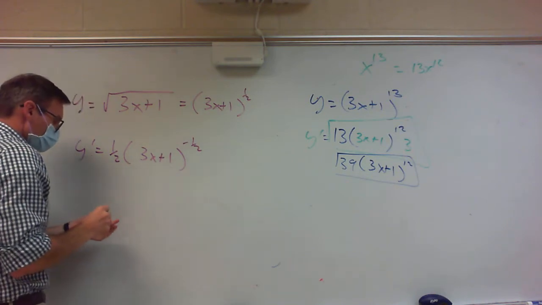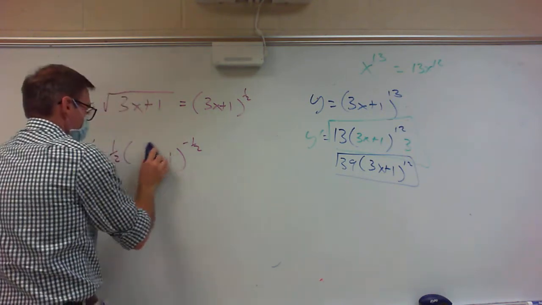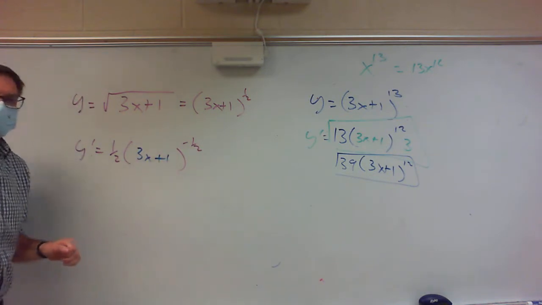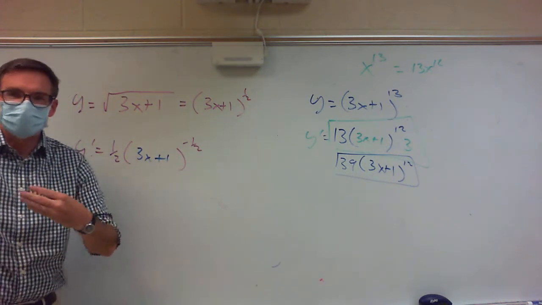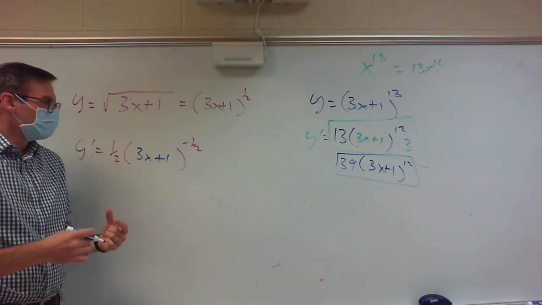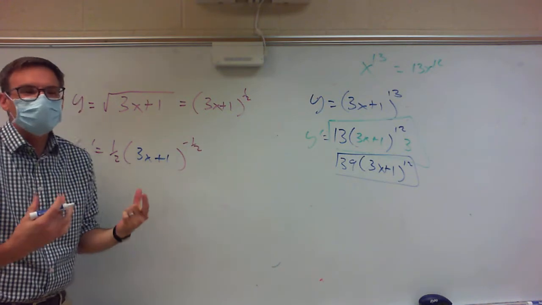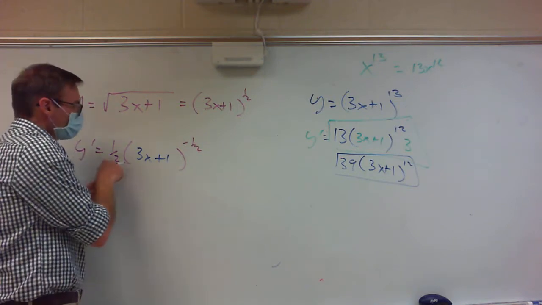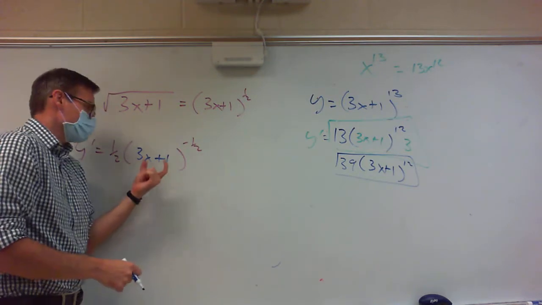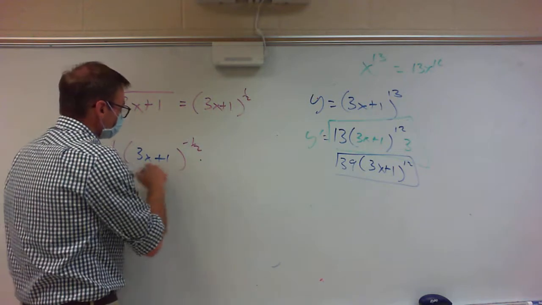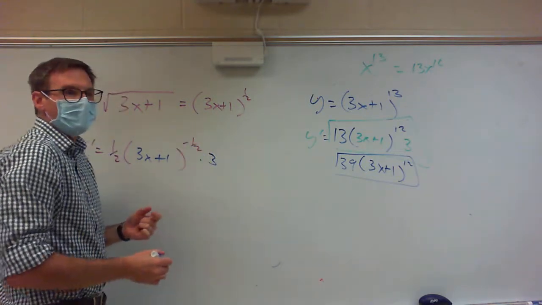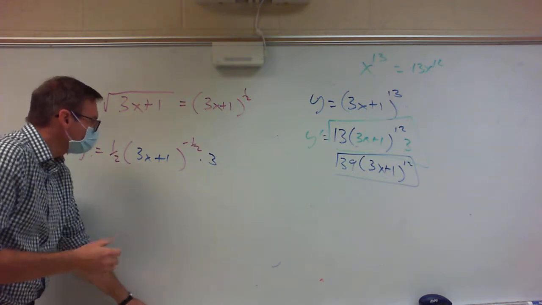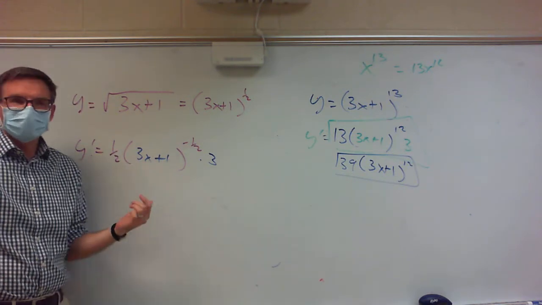And I should have changed colors. Sorry. Every time I say the word stuff, I need to change colors. You don't need to, I do as a teacher. The trick to doing this is making sure you're focusing on the right part. So I do 1/2 stuff to the negative 1/2. I said the word stuff. Oh, I better take the derivative of stuff, which is 3. And now I've taken the derivative. So now we have to clean up.